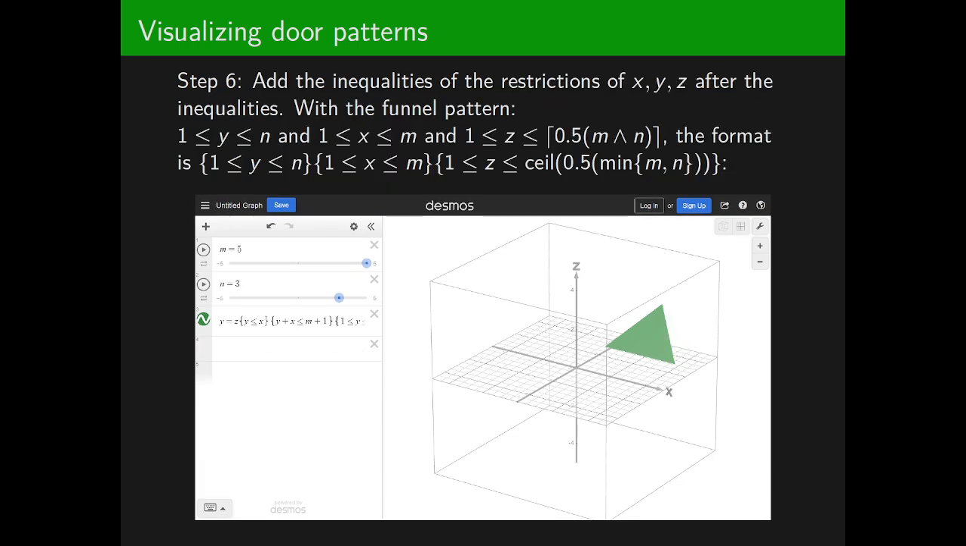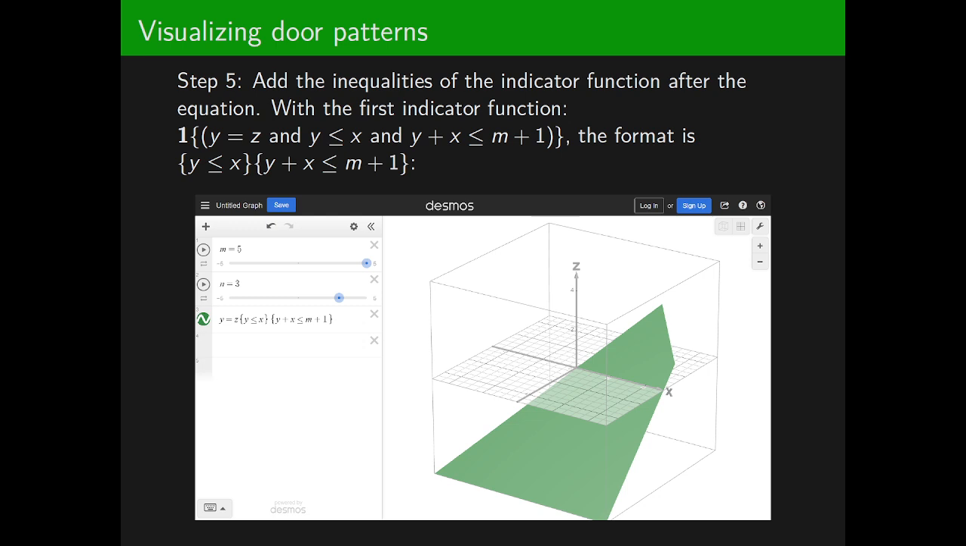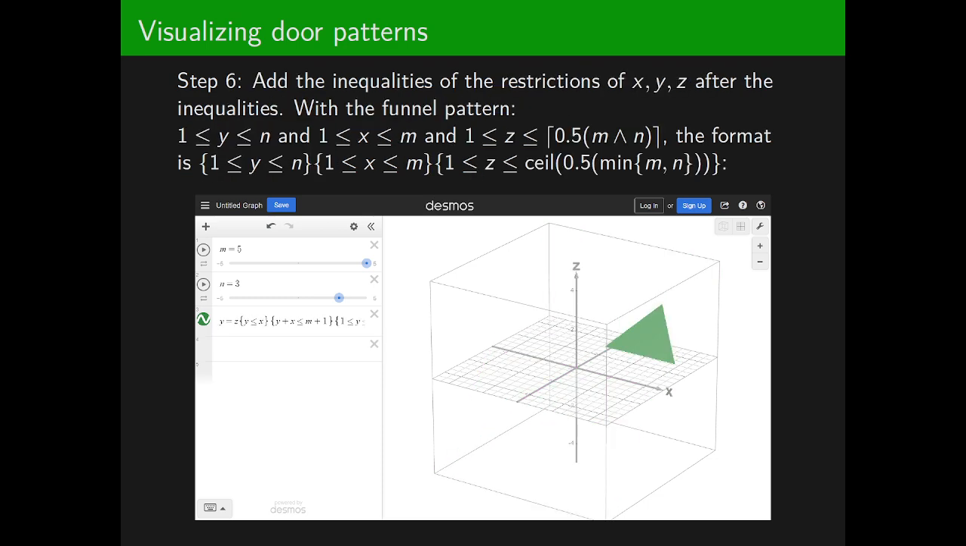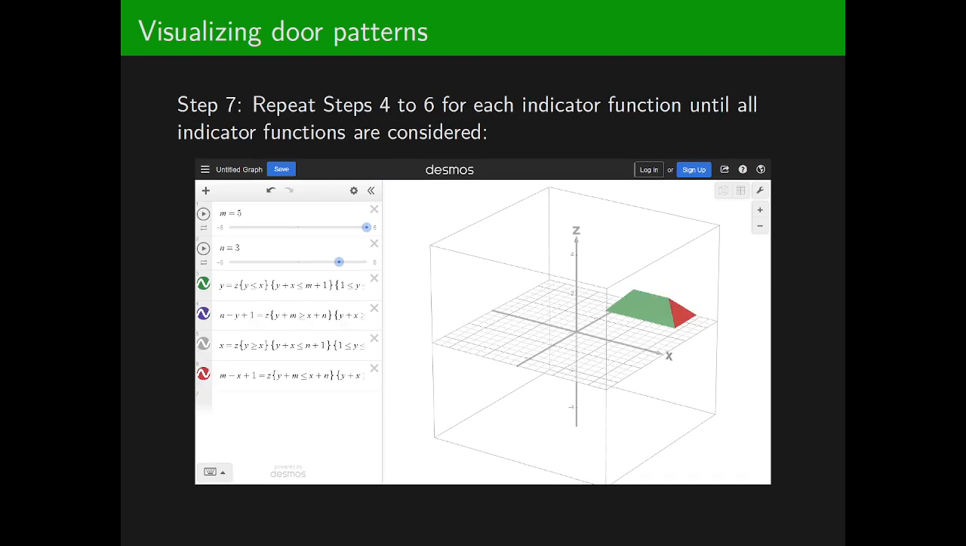Oh, actually, for step 6, the graph is incorrect. I think I mistyped somewhere, but I don't know where I mistyped. Either way.